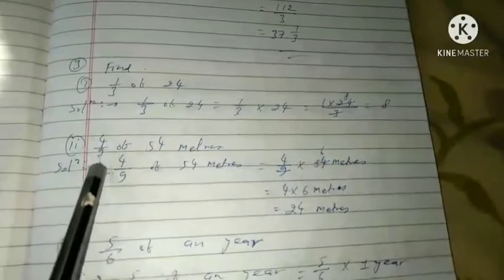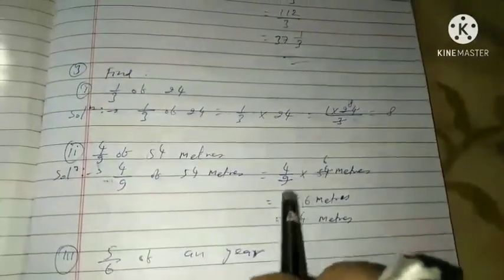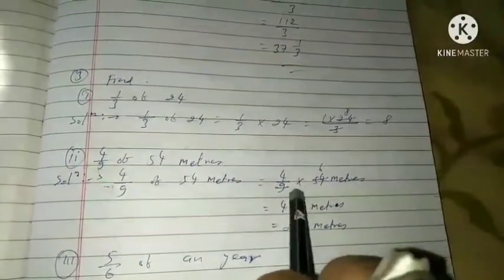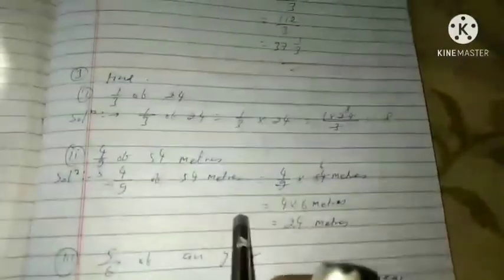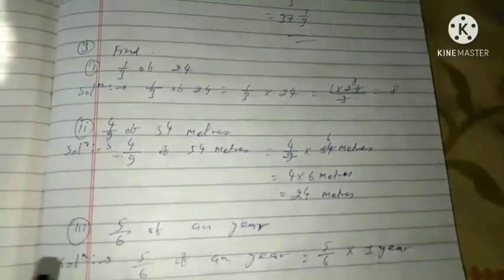In the same way, 4 by 9 of 54 meters can be written as 4 by 9, and in place of "of" we will write a multiplication sign, 54 meters. 9 divides 54 six times. So this results in 4 into 6 meters, that is 24 meters.